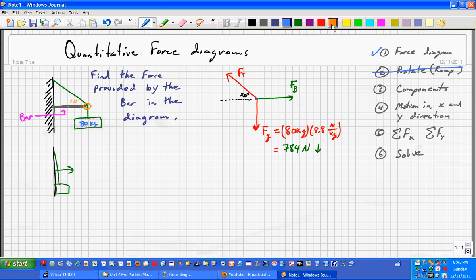Figuring out my components would be next, and I do have an angled force. That's this tension force. So I would break this into its components. It would be F of T in the x direction and F of T in the y direction. So those are my two components, and we've got that taken care of. Motion in the x direction and in the y direction. This object is just hanging there. It's not doing anything. So my velocity is equal to 0, which means my change in velocity is equal to 0.